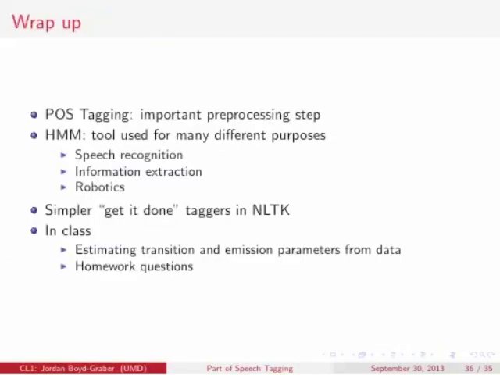So to wrap up, we talked about part of speech tagging, an important pre-processing step in natural language processing. We focused on the hidden Markov model, a statistical tool that's used for many different purposes, not just part of speech tagging. So I encourage you to read up on the other uses of hidden Markov models in the book, such as speech recognition, information extraction, and robotics. We also talked about simpler taggers in NLTK that, at least for English, get the job done. And in class, we'll work through some more examples on hidden Markov models and answer any questions you have about the homework.